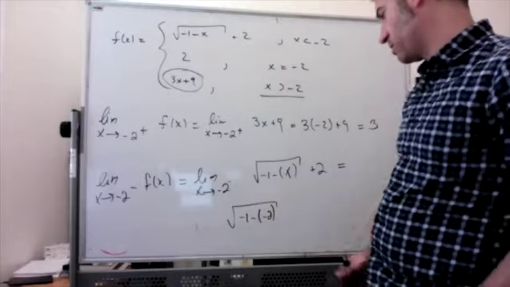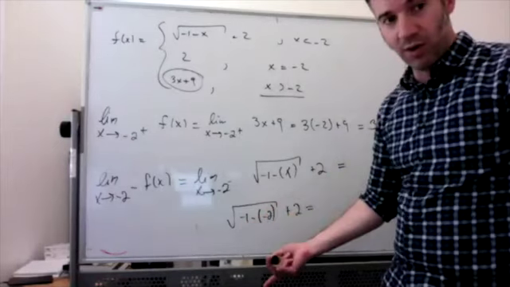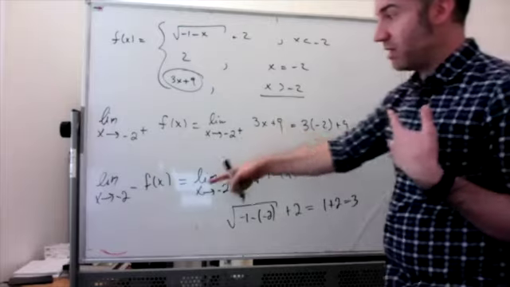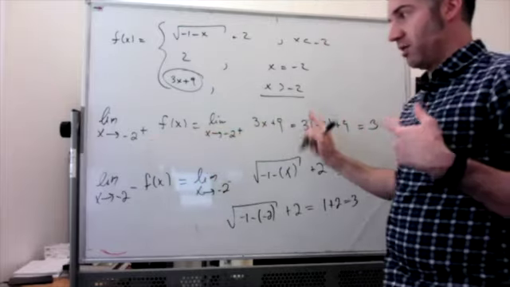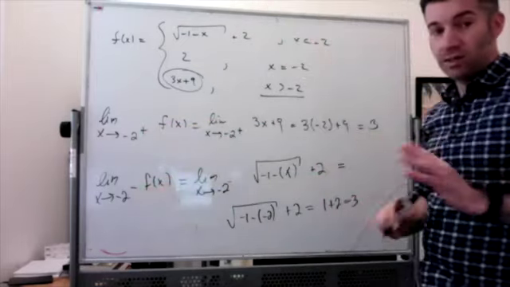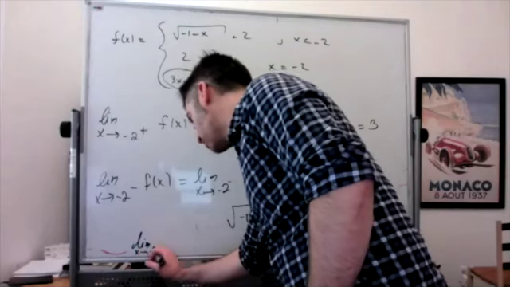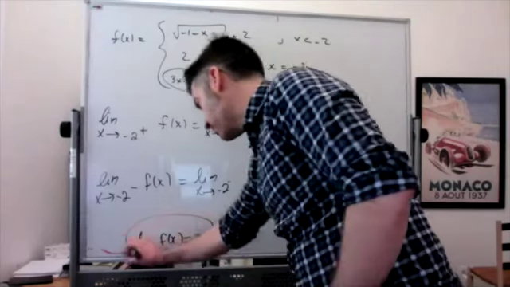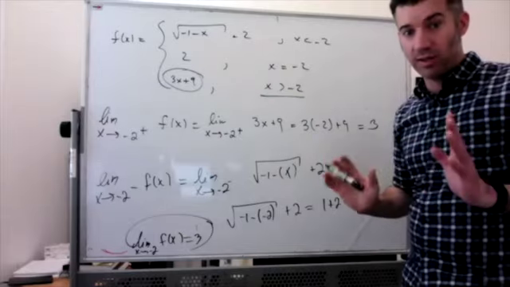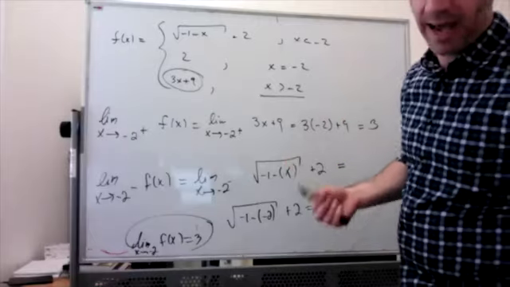Oh no, my brain is just having a hard time. Plus 2. -1 plus 2 is 1. Square root of 1 is 1. So I get 1 plus 2, which is 3. Okay, so the left-hand limit is 3. Sorry, the right-hand limit is 3. The left-hand limit is also 3. So that means the overall limit has to be 3. So the limit as x approaches -2 of f of x is equal to 3, even though f of -2 is equal to 2. That's the whole point of this question: since the limit from the left and from the right are the same, the overall limit has to be whatever that value is.